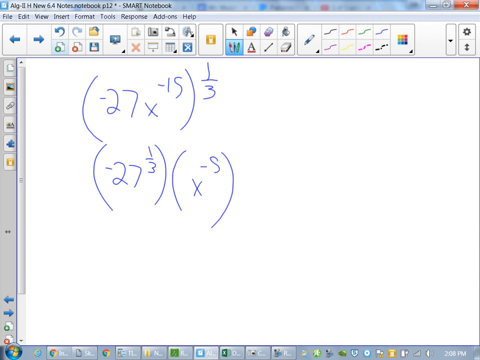Now, 1/3 power means cube root. What's the cube root of negative 27? Negative 3. Very good. So now I get negative 3 x to the negative 5th. One of those is not happy. Which one? The negative 5. Where do I send it? Up, down, left, right, start, stop, select?